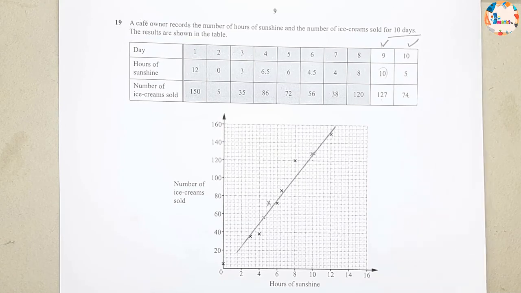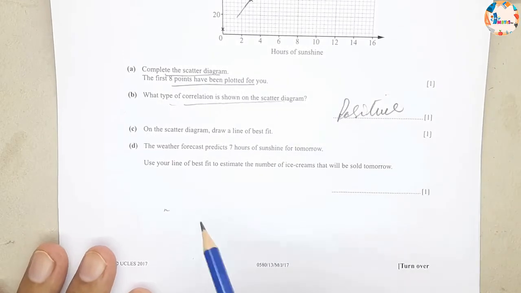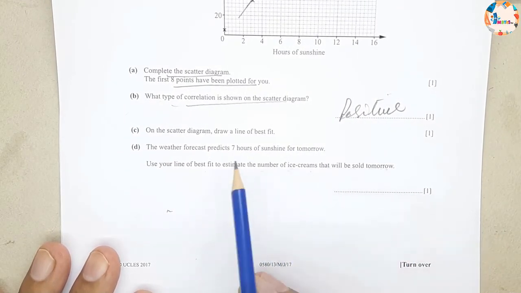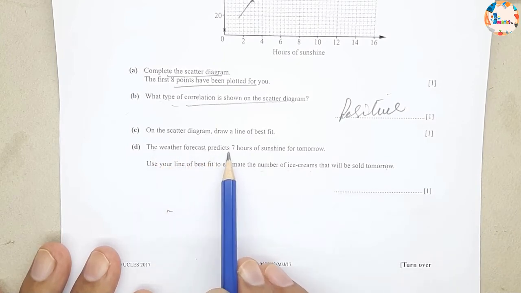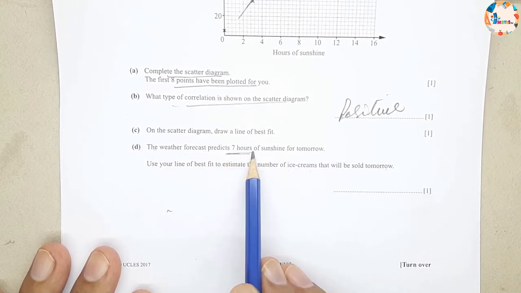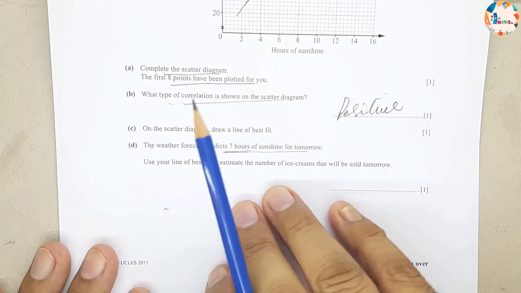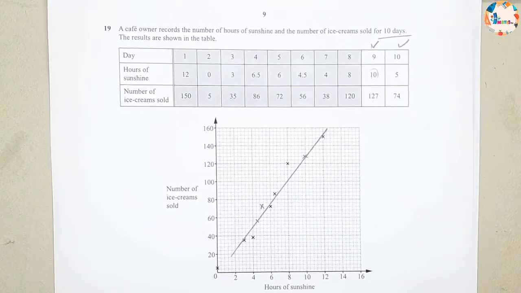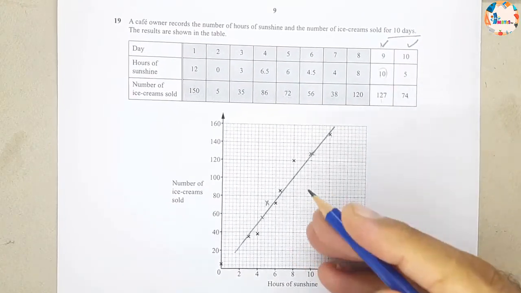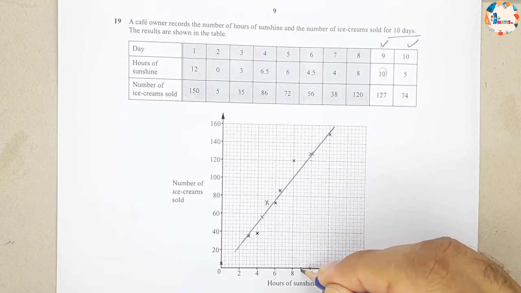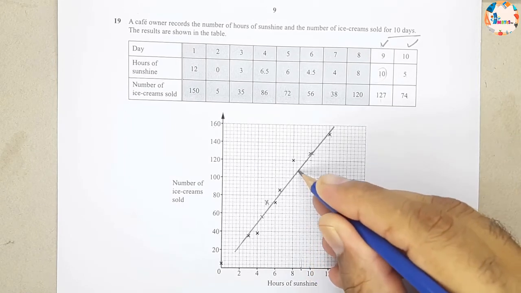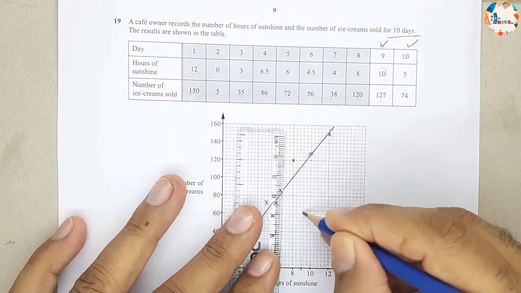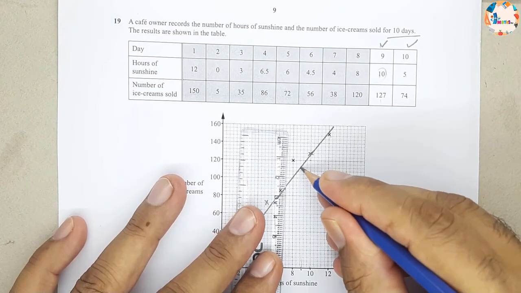So they are saying use your line of best fit to estimate the number of ice creams that will be sold tomorrow. So weather forecast was predict 7 hours of sunshine. So 7 hours of sunshine will be, if we check our line of best fit, 7 hours will be over here, and this one we can indicate also over here, right?